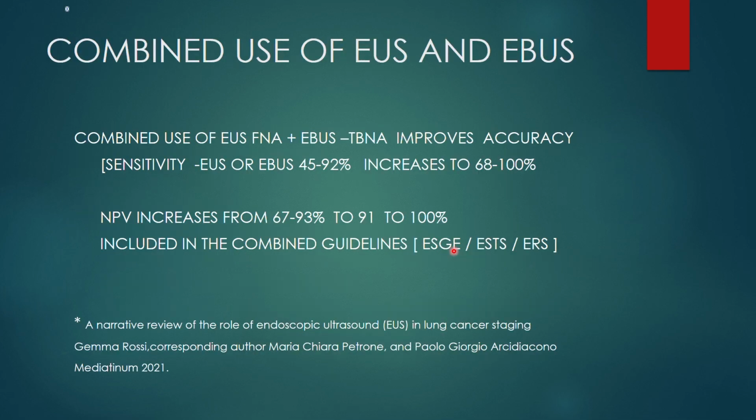Combined use of EUS and EBUS is shown to improve the accuracy, and a recent study from 2021 showed improvement in the sensitivity from 45 to 92% respectively to 68 to 100%, and more importantly, the negative predictive value also increases to close to 100%.